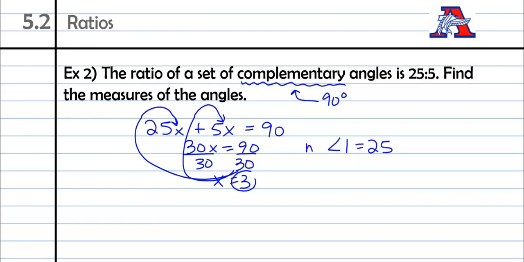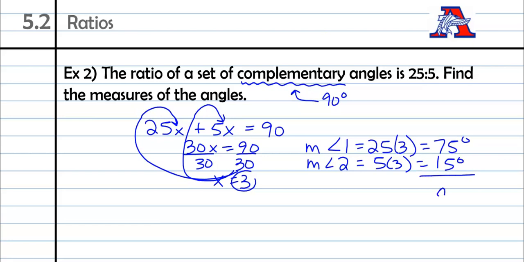I really should be saying measure of angle 1. 25 times 3, which is 75 degrees. And then measure of angle 2 is going to be 5 times 3, which is 15 degrees. And again, we can double check, add them up, make sure that equals 90 degrees, which it does. Okay, so the two angles are 75 degrees and 15 degrees.